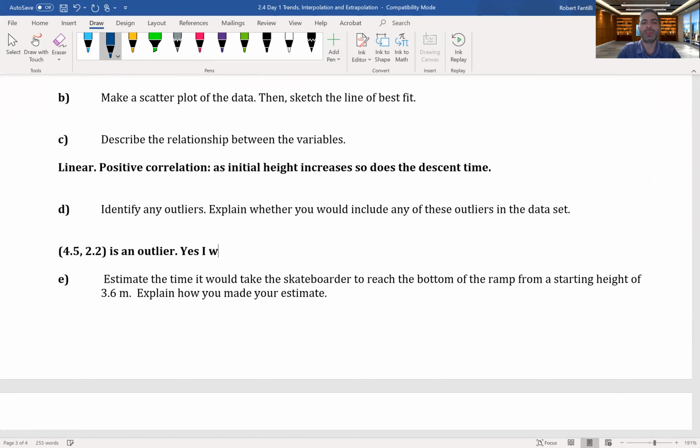I would include it as it is part of the data. Right? If you start seeing too many outliers, then you're not going to really find a trend. But in this case, it's important to keep it there because you might want to explain what happened here.